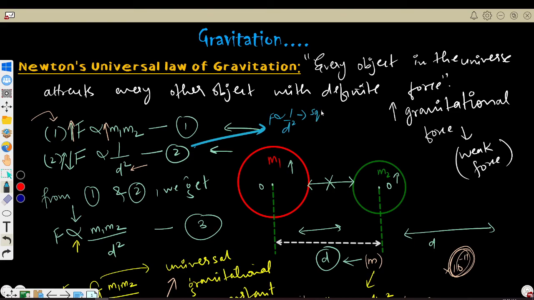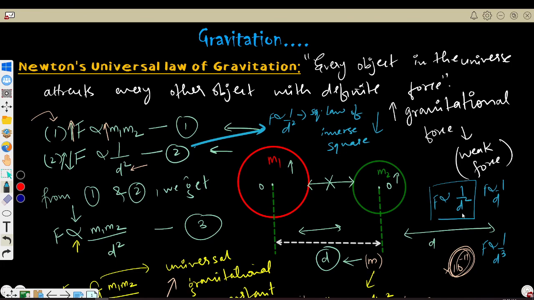This is also known as the law of inverse square. So in the next lecture we will discuss why Newton assumed that F is inversely proportional to the square of the distance. Why did Newton not say that it is inversely proportional to the distance, or Newton could have said that this force is inversely proportional to the cube of the distance, but Newton said that it is only inversely proportional to the square of the distance. So in the next lecture we will discuss why we consider only the square of the distance.